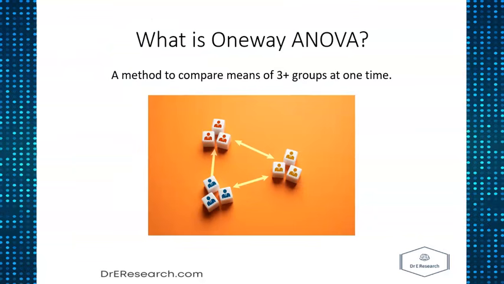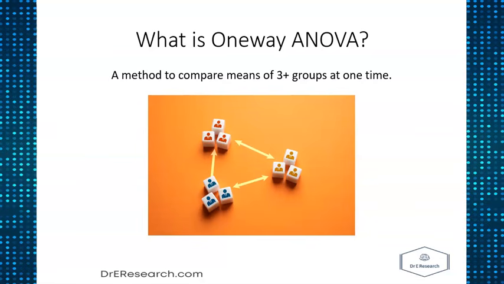First of all, let's talk about what it is. One-way ANOVA is a method to compare the means of 3 or more groups at one time. And by at one time, I mean it's a simultaneous test looking to see if any one of these 3 means differs from the others. It could be 4 groups, it could be 5 groups. You technically can do it with 2, but with 2 you can do a t-test, so you don't need to do an ANOVA. So typically it's done with 3 or more groups.